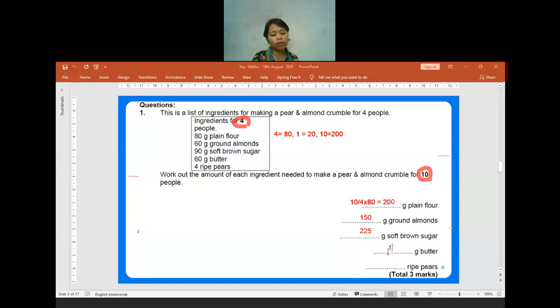150. Okay, 150 grams, correct. How many ripe pears do we need? Sorry? 10. 10. Is there anyone who gets confused so far, or maybe my explanation is confusing or anything? No?